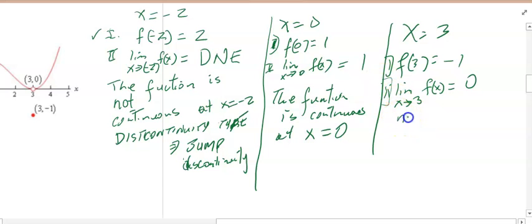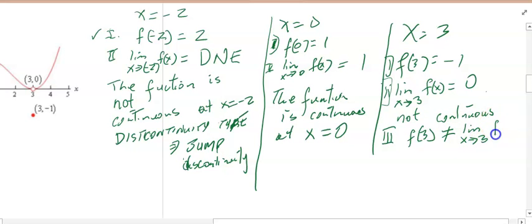So it is not continuous, because here's what happened. F of 3 is not equal to the limit as x tends to 3 of f of x, right? Not continuous because -1 is not equal to 0.